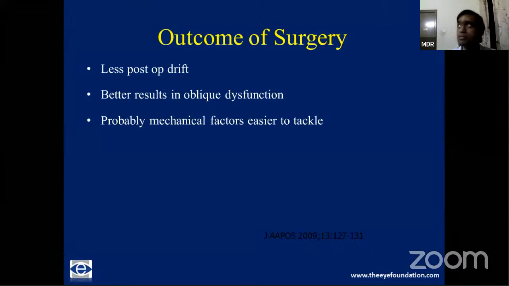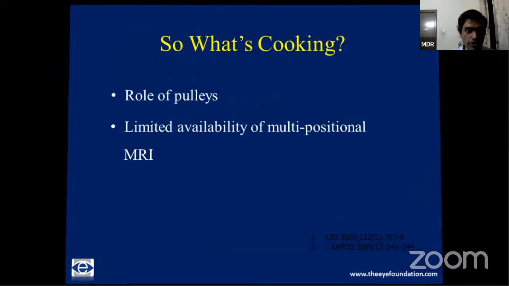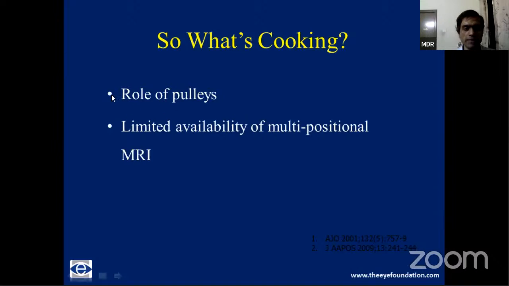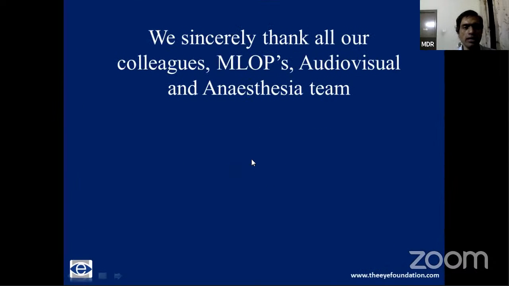As for the outcome of surgery, generally the belief is that there is less postoperative drift after surgery for pattern strabismus, possibly because only mechanical factors are involved, and therefore a better anatomical and motor result is obtained if there is an oblique dysfunction. There has been a lot of talk on how MRI would influence the management of pattern strabismus, but this is limited by the availability of dynamic MRI. So currently we continue to do what we have been doing.